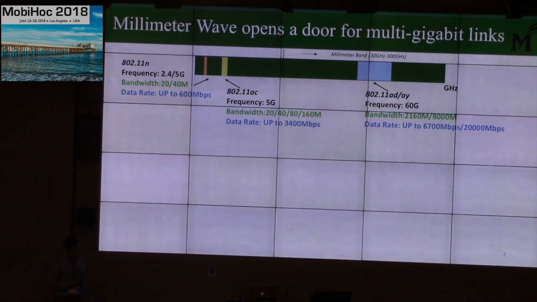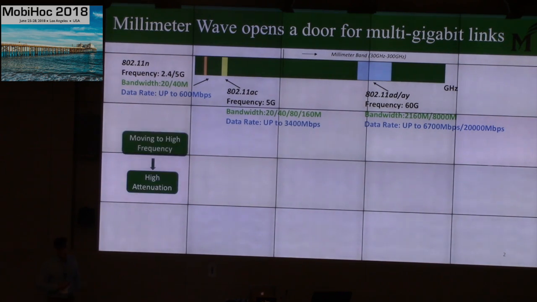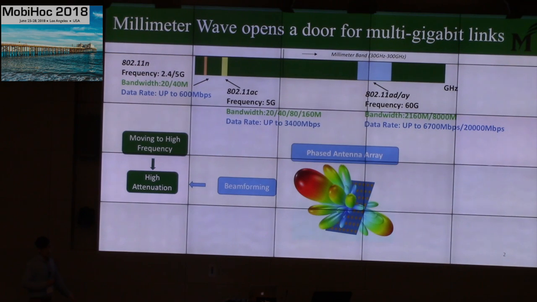The 802.11ad and ay standards, which work on the 60 GHz band, can use single carrier modulation and take advantage of the larger bandwidths to give us very high data rate. But one problem of moving to the higher frequency is higher attenuation. In this case, beamforming comes in with the phased antenna array. With the phased antenna array, we can concentrate the signal in one specific direction of the receiver, to compensate for the higher attenuation.